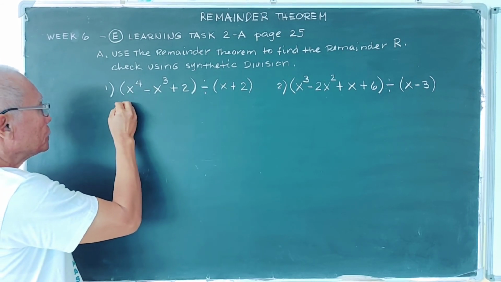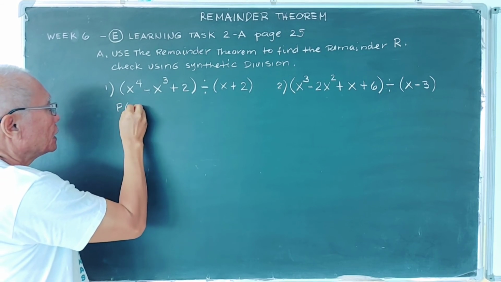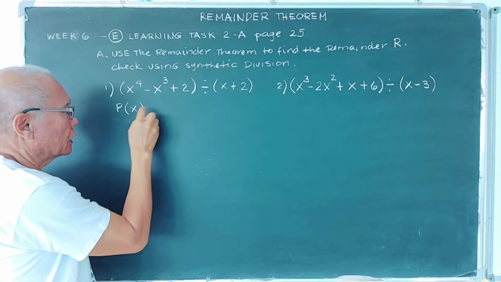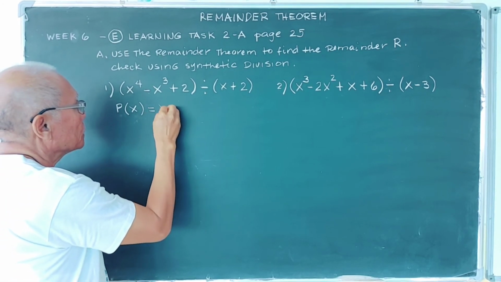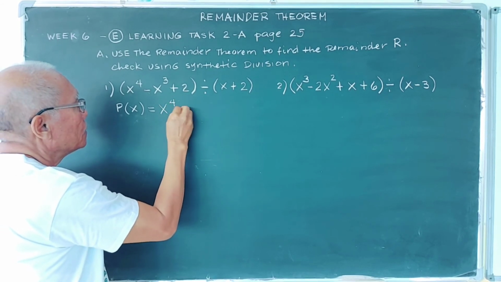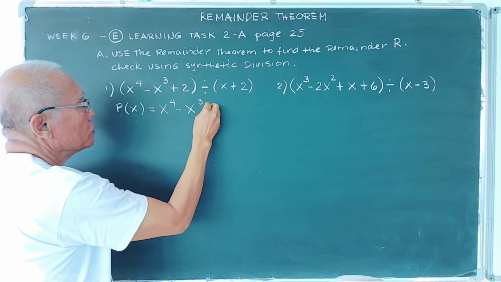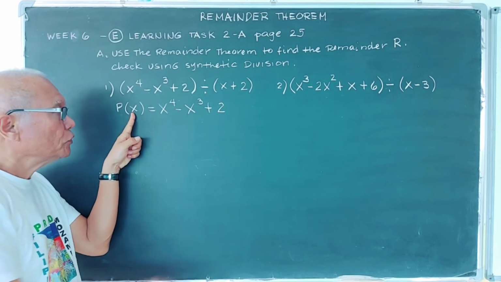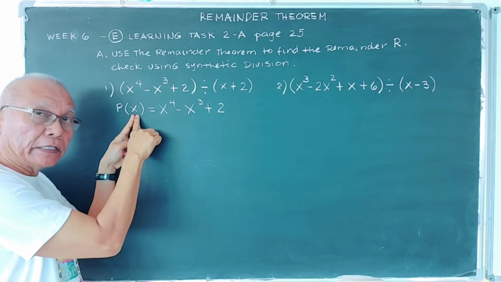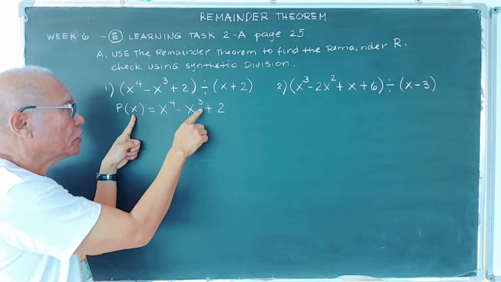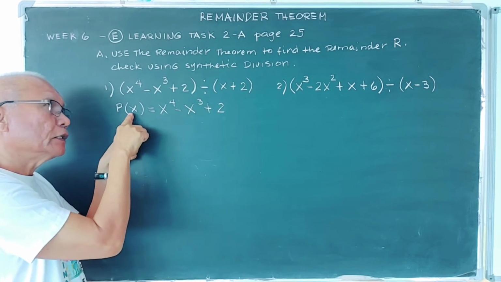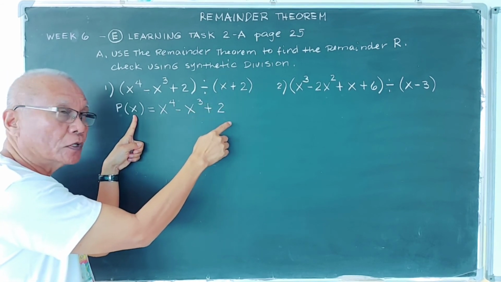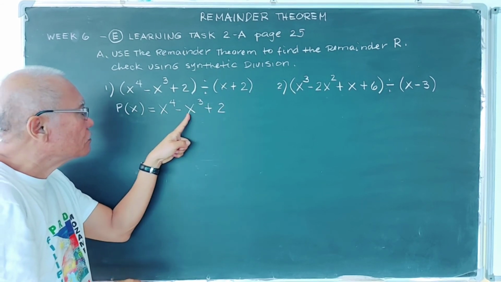Pwedeng isulat ito ng P of X. Polynomial X is equal to X to the 4th minus X cubed plus 2. Kung ano ang nandito, yun ang nandito. Kung ito ay A, so ito ay A to the 4th minus A cubed plus 2. Kung ito ay heart, edi heart to the 4th minus heart cubed plus 2. So, kung anong nandito, siya yung nandoon.